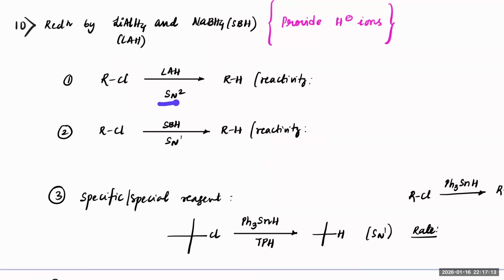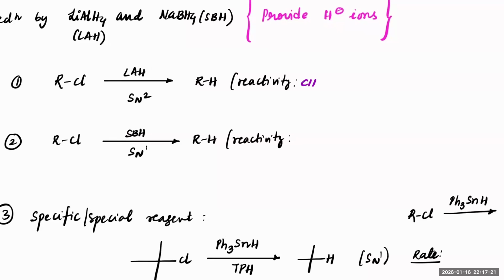By chance, since lithium aluminum hydride is very strongly pushing H minus, its H minus is very, very reactive. So the reactivity would be more for methyl group compared to 1 degree compared to 2 degree, and not for 3 degree alkyl halides.